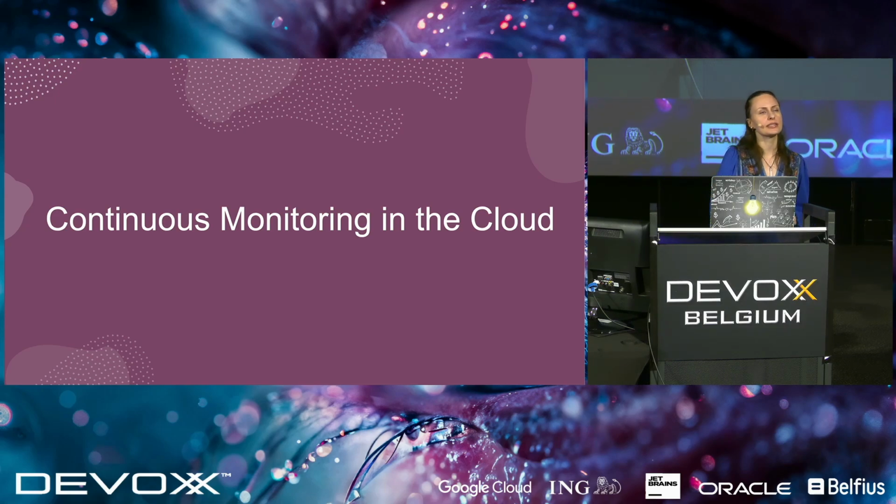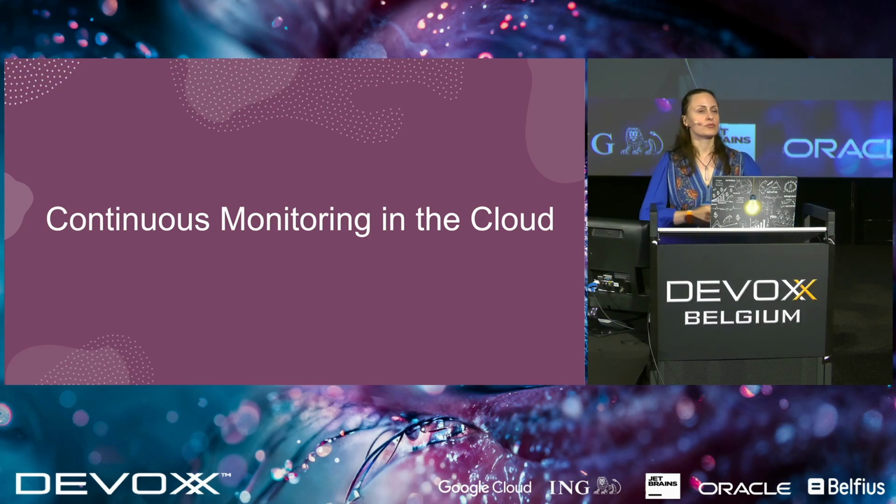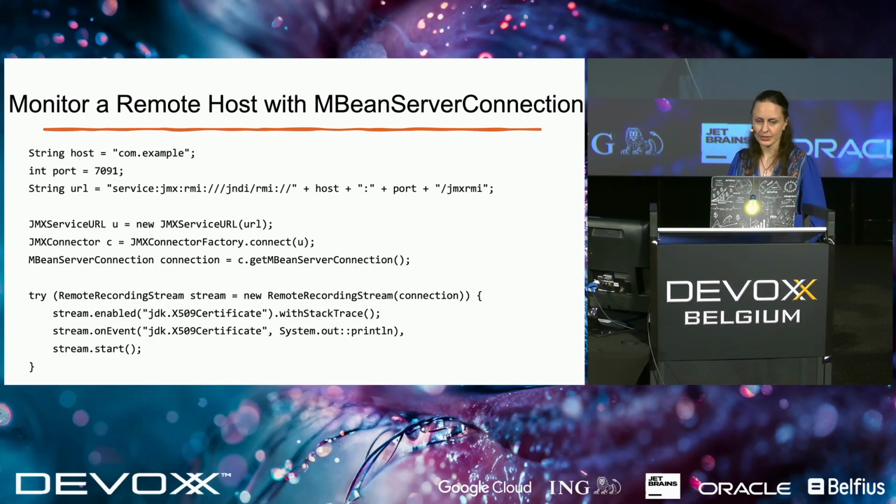Until JDK 16, that was pretty much the way we gathered these events that occur within our JVM. But since JDK 16, we can transfer these recorded events programmatically as they occur over the network, using, for example, MBean server connection. This is because JDK Flight Recorder also has a rich structured API that can stream events.